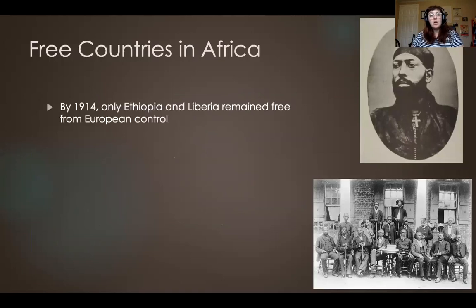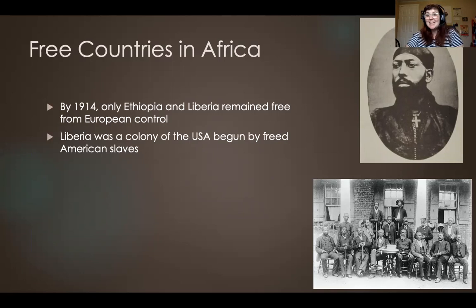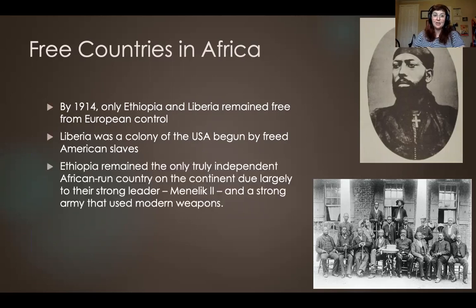Okay, so there were two free countries in Africa. And so by 1914, only Ethiopia, which is in Eastern Africa, and Liberia, which is on the western coast of Africa, remained free from European control. Liberia was actually a colony of the United States that was begun by freed American slaves who had basically said, we want to go back to Africa and start our own country there. And so President Monroe gave them permission to, and they established their own country, which is why English is the national language of Liberia, because it started out as an American colony. So technically, it wasn't an independent country either.